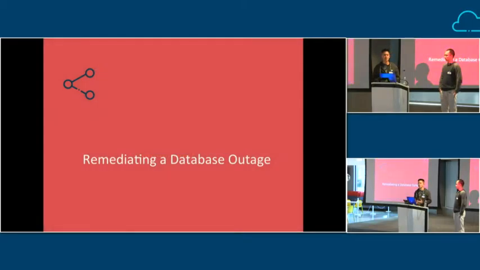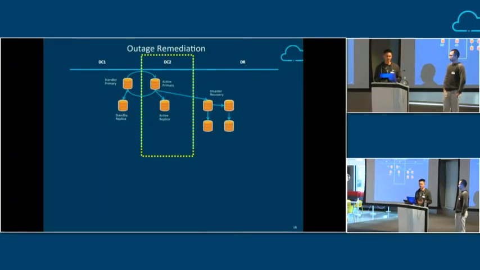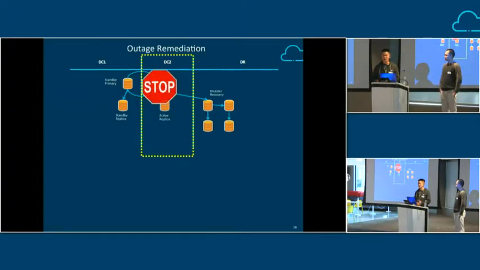So what happens if we have an outage? Maybe we have a hardware failure. How do we remediate that? The process is pretty simple. Suppose DC2 is our active data center. We have an outage. Something stops working. We'll detect that. We just flip over to the other side.